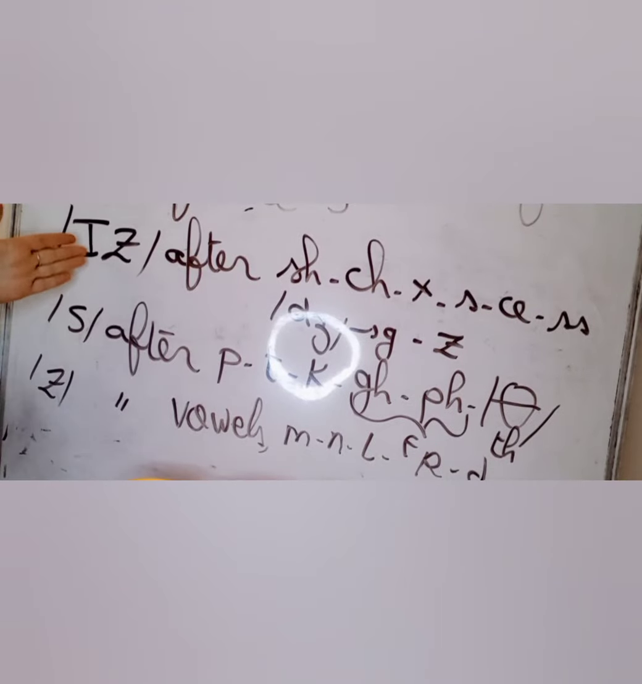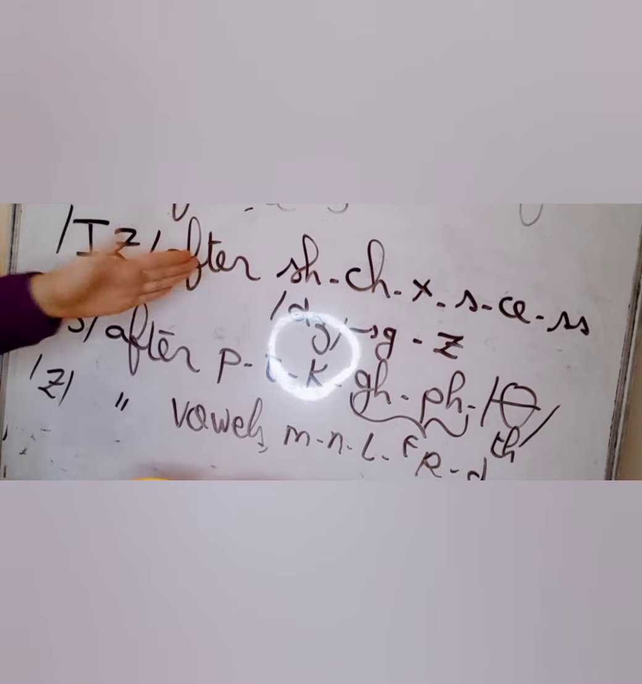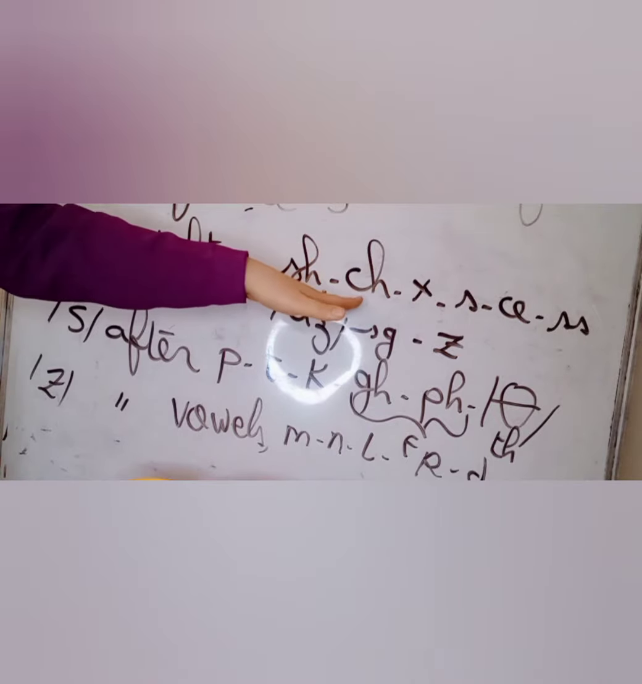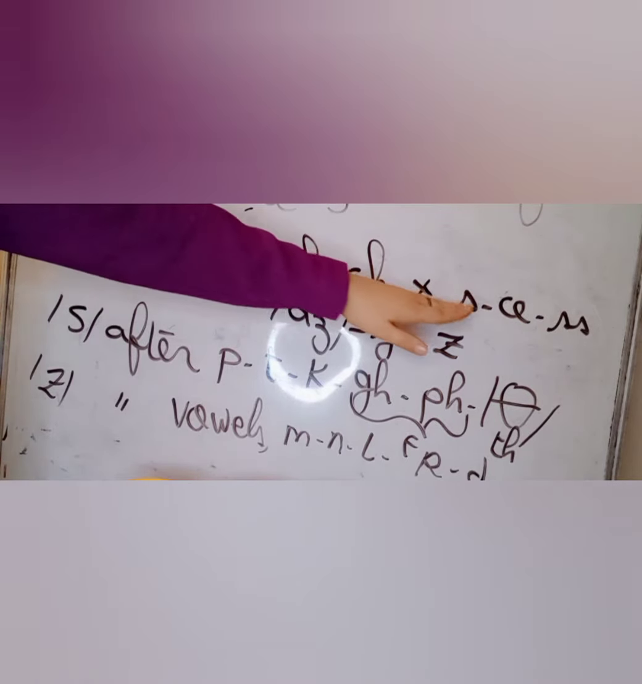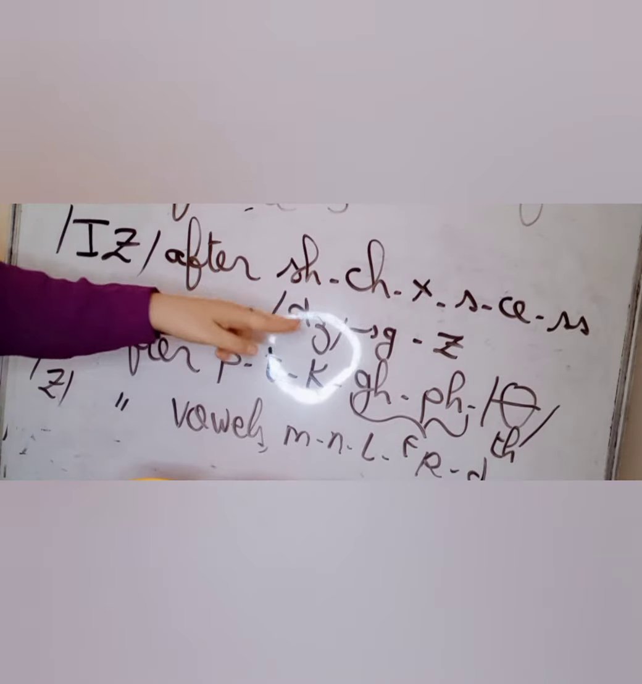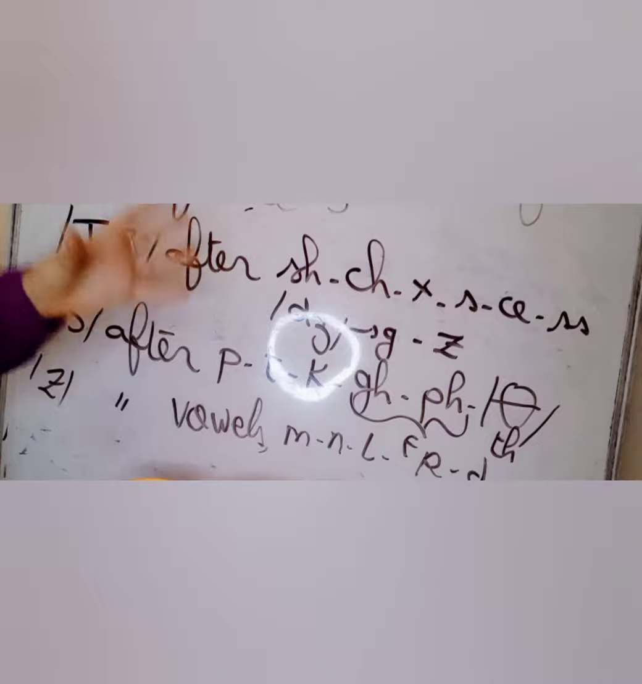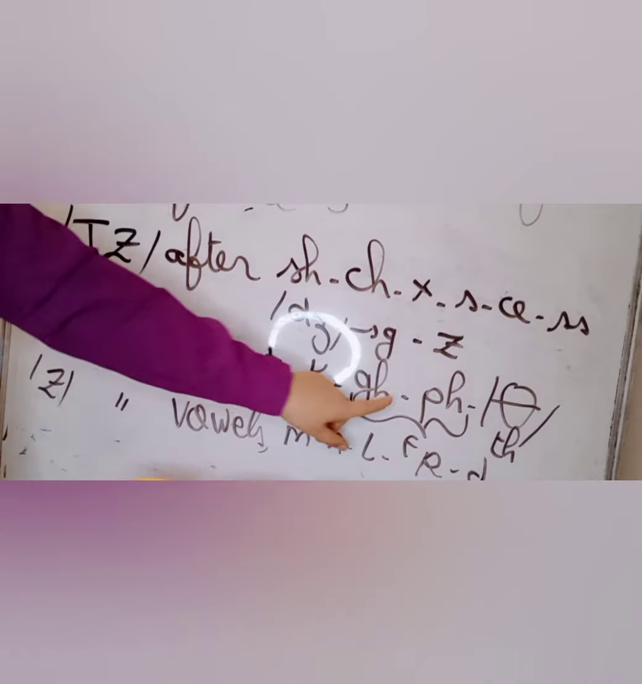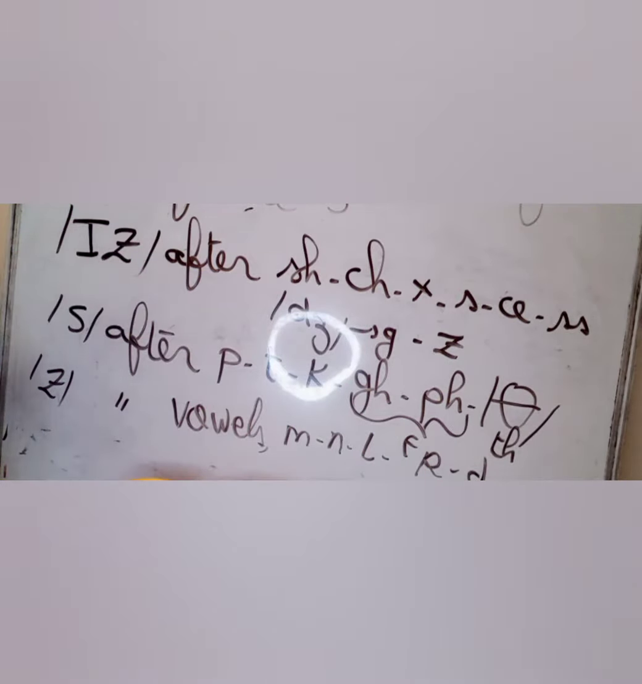As I said, the final S is pronounced "iz" after SH, CH, X, S, CE, double S, J, and Z. If these come before final S, it is pronounced "iz". S after P, T, K, GH, PH, which we pronounce F, and TH. Z after the vowels and the rest of the consonants.